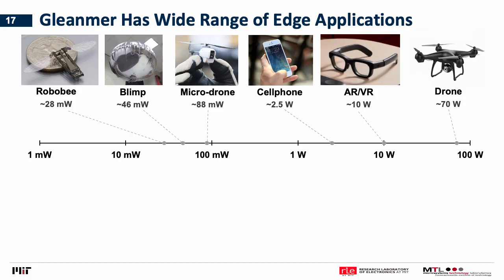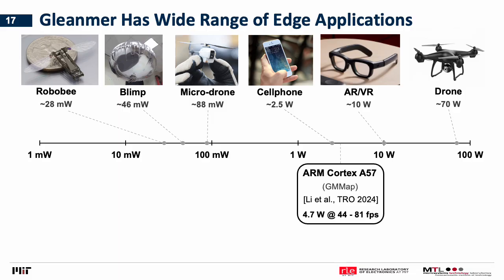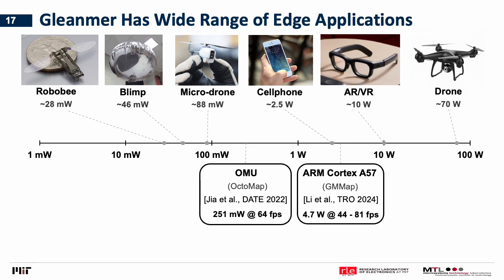Here we have shown a wide range of devices that require occupancy mapping with power budgets from 28 milliwatts to 70 watts. But the existing solutions don't serve all those devices. If we were to run GMMap on an ARM Cortex A57 CPU, it requires more than 4 watts to run in near real time. OMU, the prior occupancy map accelerator, runs voxel-based octomap at around 250 milliwatts, which exceeds the power budget of platforms such as microdrones, blimps, and RoboBee.